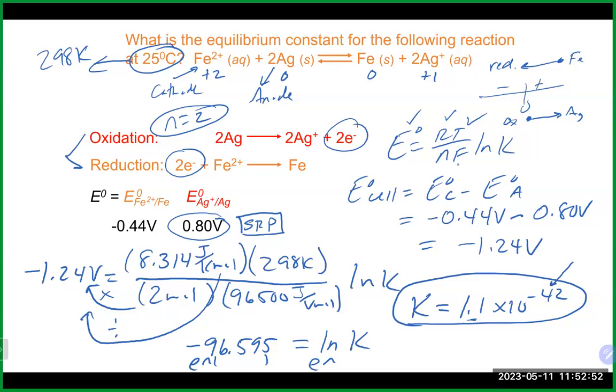Now, do all these numbers agree with each other? So I have a negative 1.24 volts. That means this reaction is spontaneous or non-spontaneous?